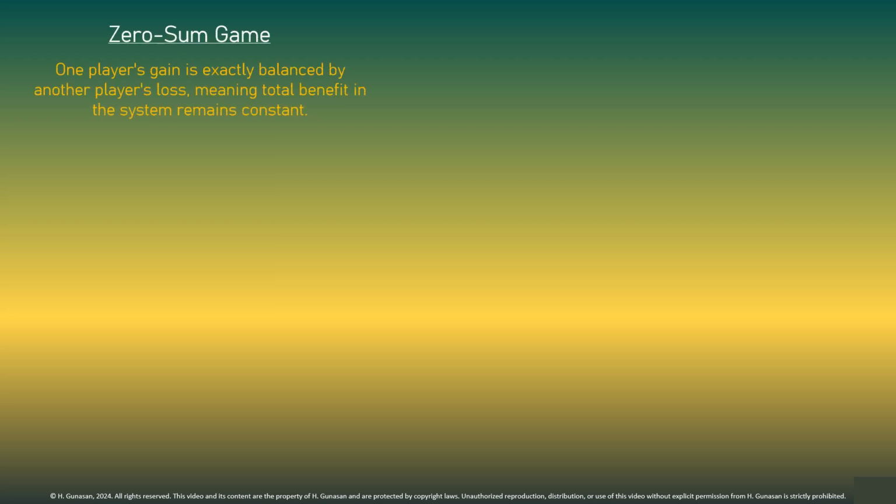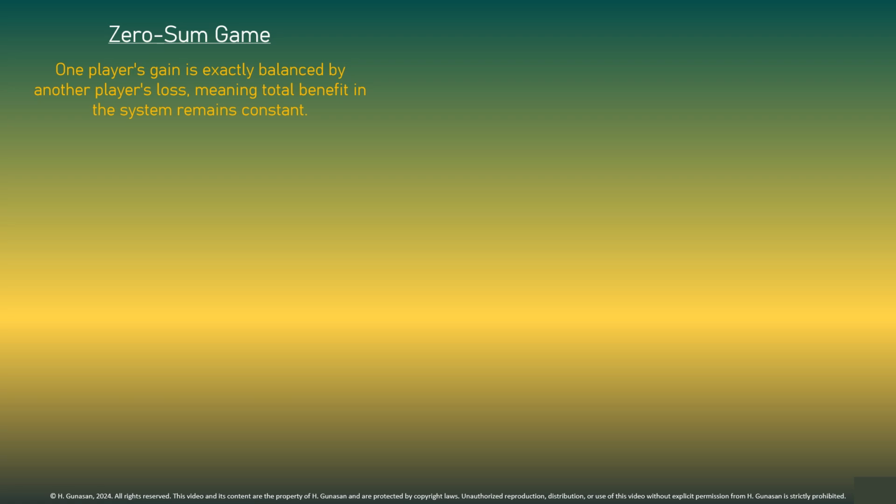Let's begin by diving into the concept of a zero-sum game. In a zero-sum game, one player's gain is exactly balanced by another player's loss, meaning that the total benefit in the system remains constant. This means that the overall sum of the rewards is always zero. If one player earns something, another player loses an equal amount. This is typical of highly competitive situations where players are directly opposed to each other, and the aim is to win at the expense of others.